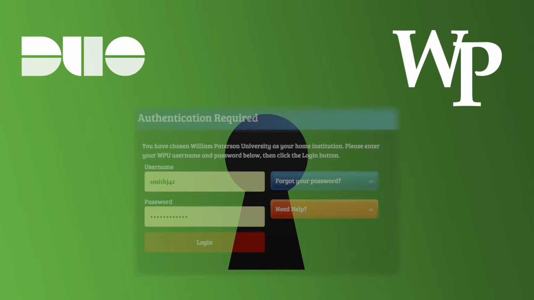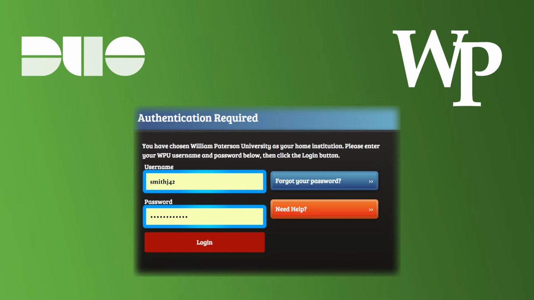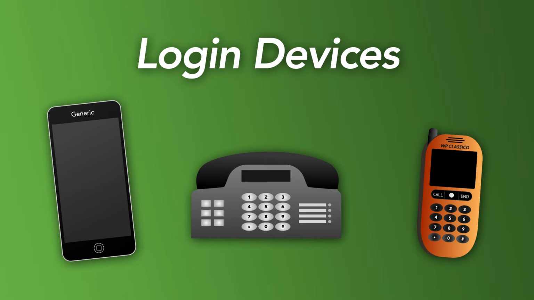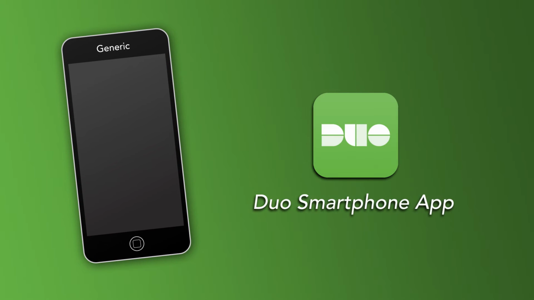When logging in with Duo, you will enter in your WP username and password as usual, and will then be prompted to validate your login by choosing a notification through the Duo mobile app, a phone call, or a text in order to complete your login. We recommend the Duo smartphone app for its ease of use.